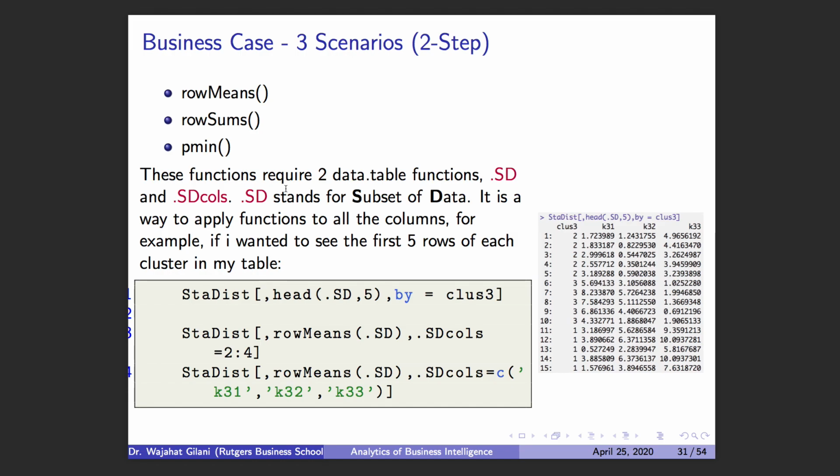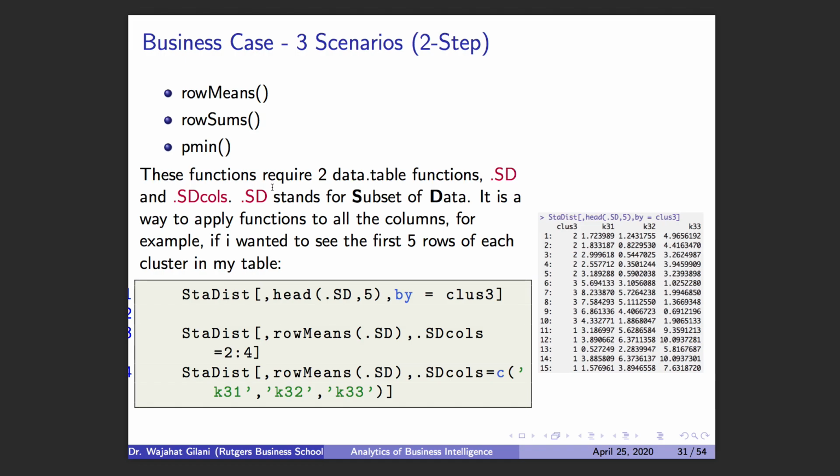Now, how do we apply the min function going row-wise? Well, some of these functions, I showed you the row means and row sums. These are functions built to do row-wise calculations, so it's built into data tables. There's another one called pmin. I don't know where the p comes from, but basically it calculates the minimum going across the row rather than down the column.